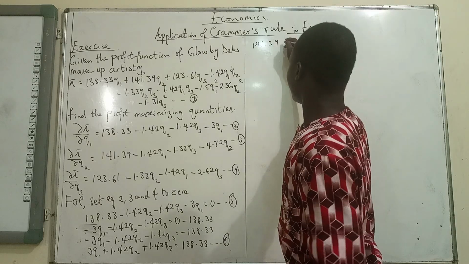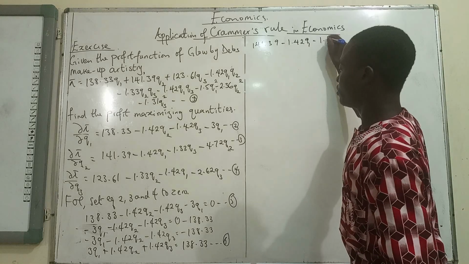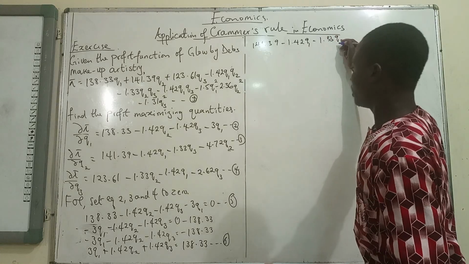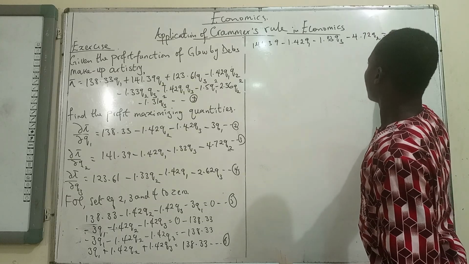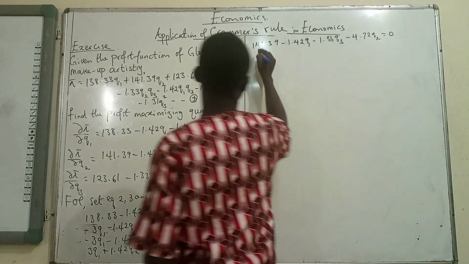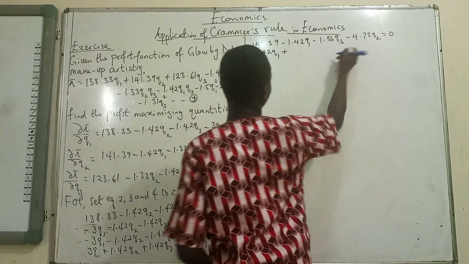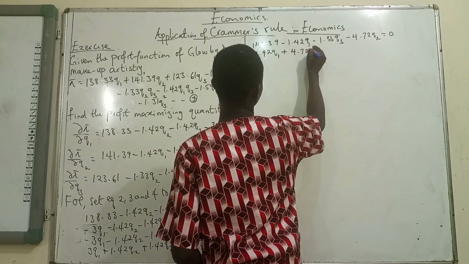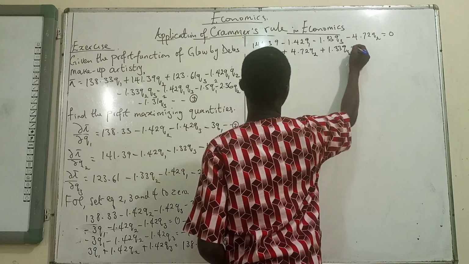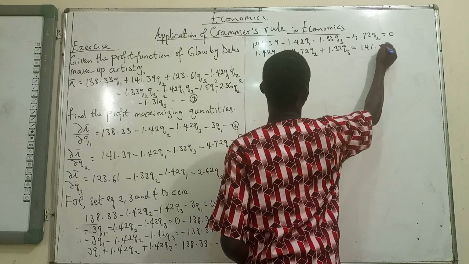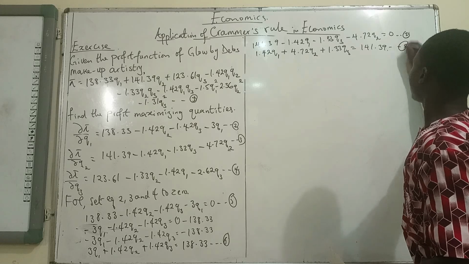141.39 minus 1.42 Q1 minus 1.33 Q3 minus 4.72 Q2 equals 0. So collecting like terms, we have 1.42 Q1 plus 4.72 Q2 plus 1.33 Q3 equals 141.39. So we are done with that. So this is equation 7 and this is equation 8.